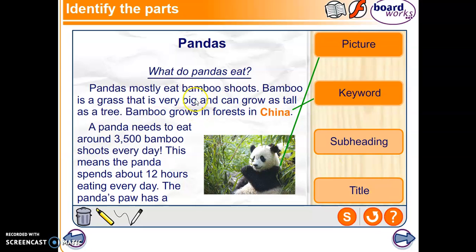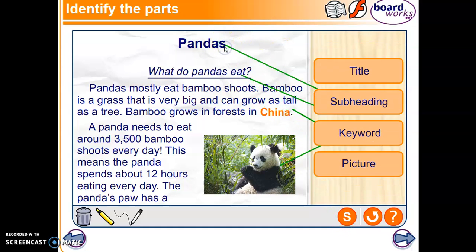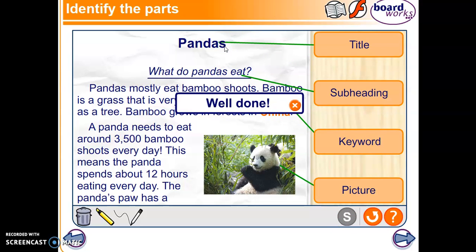Subheading. This is our subheading. What do pandas eat? Because this article is about pandas and what they eat. Pandas is the entire selection. This is just a part. So this, what do pandas eat, is called the subheading. Title. The title is pandas. Okay.